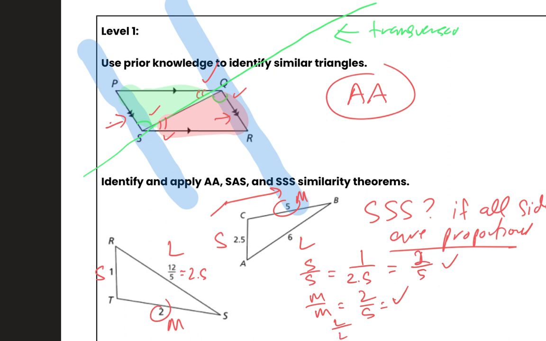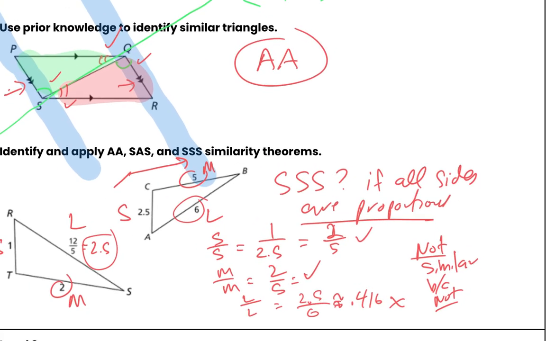So now we need to compare the large over large. Large over large, we're going to say is 2.5 over 6. So let's put that into our calculator, alpha y equals enter, or into our decimals. 2.5 over 6 is approximately 0.416. So those are not similar, because they're not proportional, right?